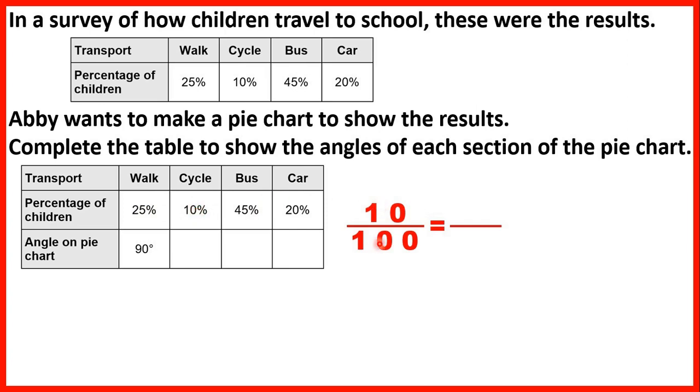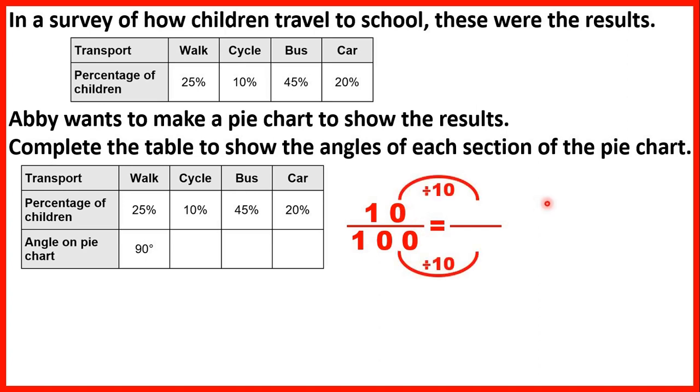is 10 hundredths because a percentage is a fraction with a denominator of 100. But we want to find an equivalent fraction with a denominator of 360. But 360 is not a multiple of 100. So what we need to do is simplify this fraction first.